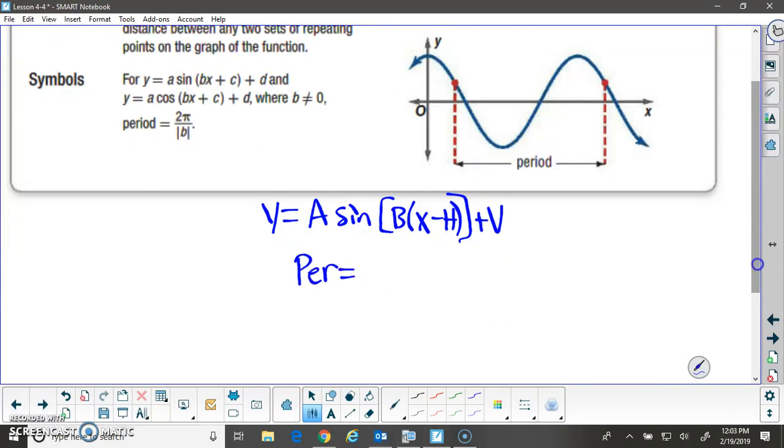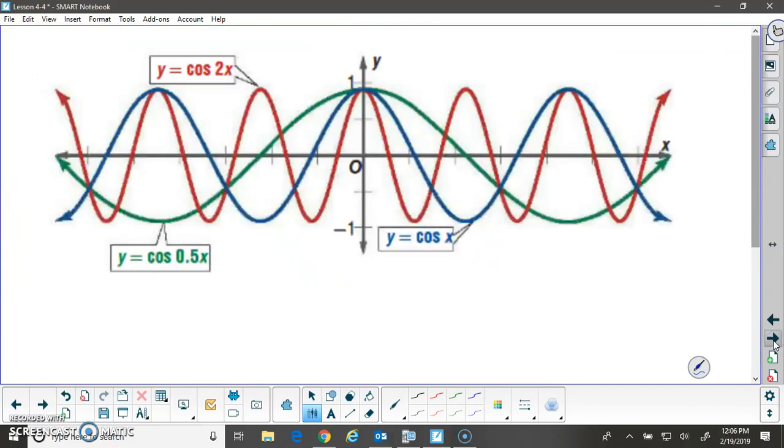Now we're going to discuss changing the period. The period is equal to 2 pi over B for a sinusoid. The H represents your horizontal shift, and then the V represents your vertical shift. So you can take any sine wave and write it as a cosine wave, and any cosine write it as a sine wave with shifts.